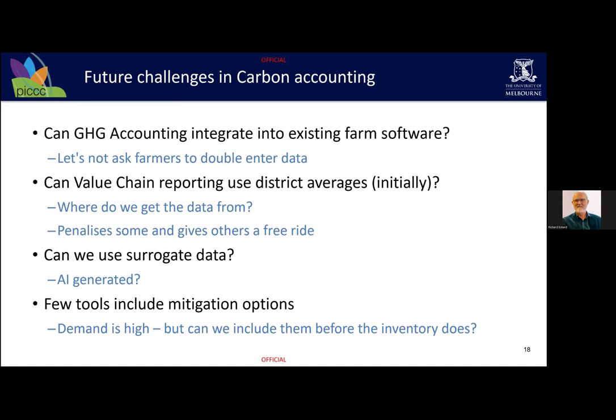Well, the science is there, but can we do that before the inventory does? Because then we're no longer compliant with the inventory. So whose word are we taking on whether this is a high integrity calculation or not? These are all questions we still have to face.